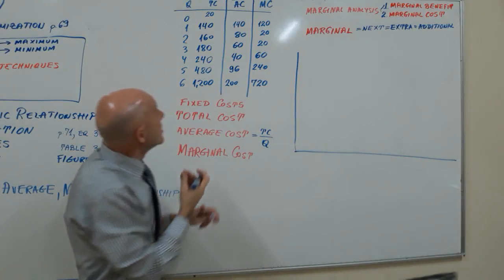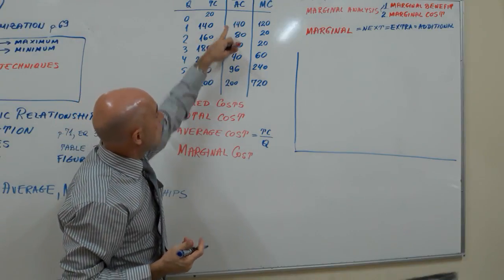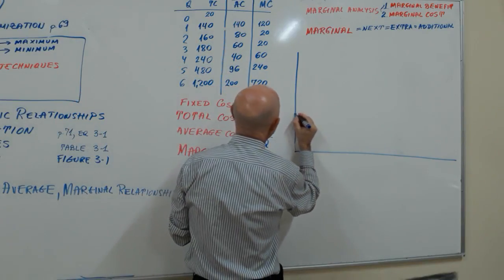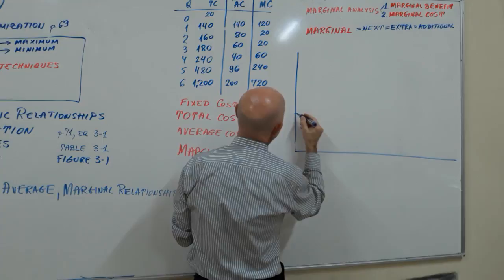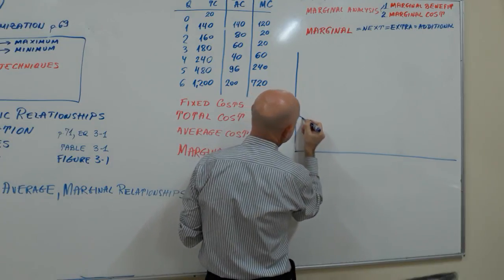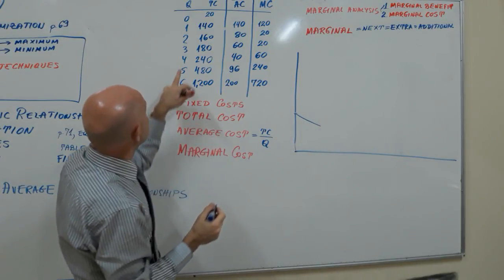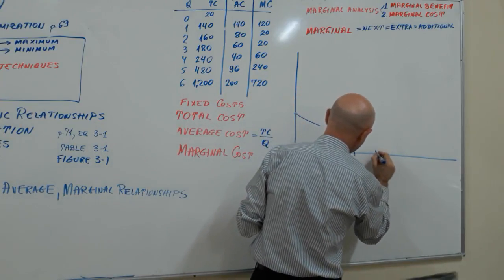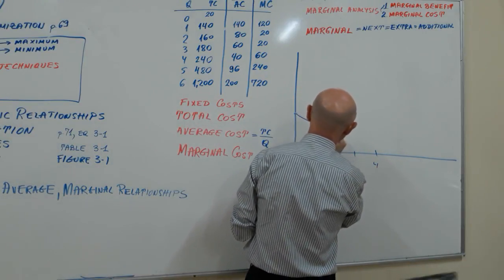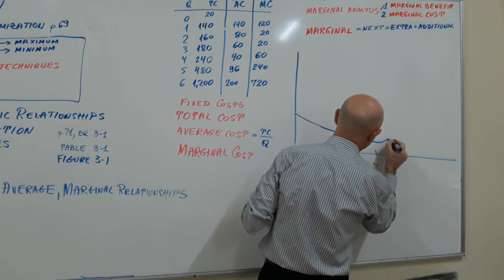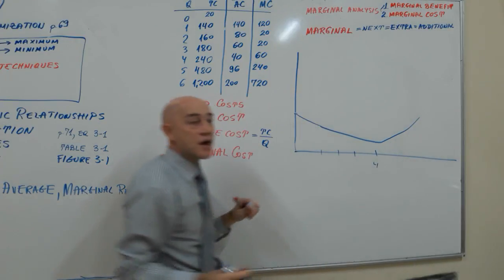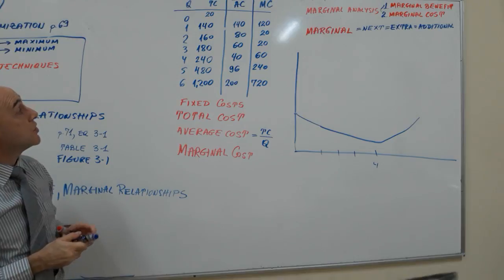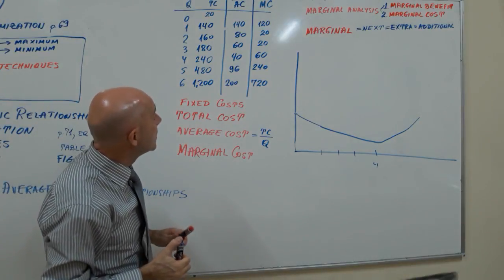So let's see, average cost is like 140. Average cost quickly falls down. The minimum is at 4 units: 1, 2, 3, 4. So average cost falls down to 4 and then rises. That's the average cost. Okay.